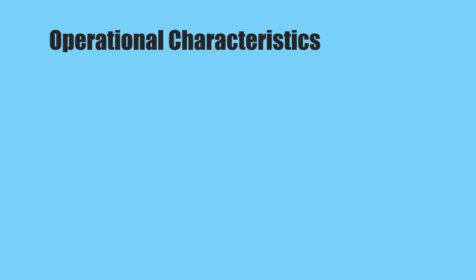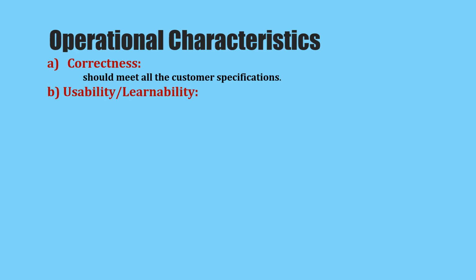Operational characteristics. Operational characteristics of a good quality software product are based on the functionality and are related to the exterior quality of the software product. Various operational characteristics of quality software products are as follows. Correctness: the developed software product should meet all the customer specifications. Usability or learnability: the software product must be user friendly and easy to understand, even for IT illiterate end users.